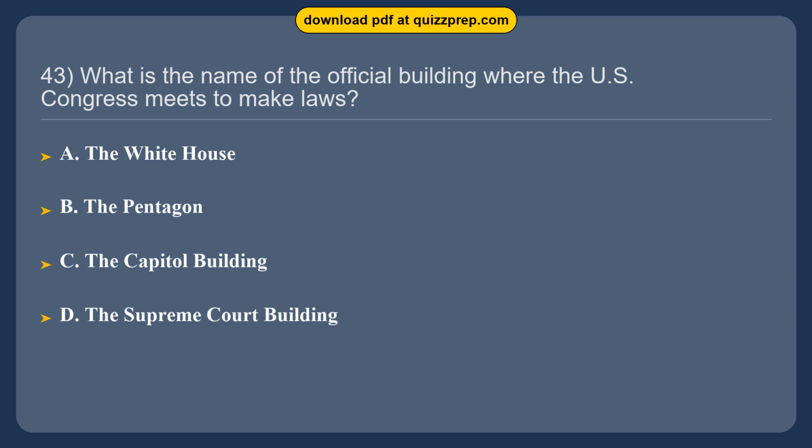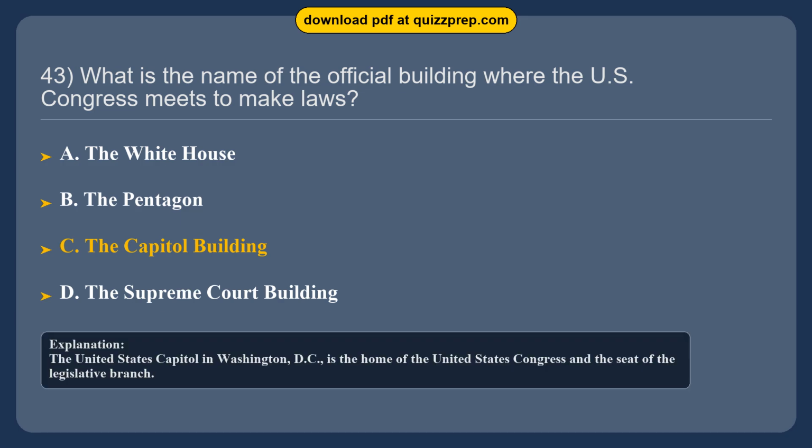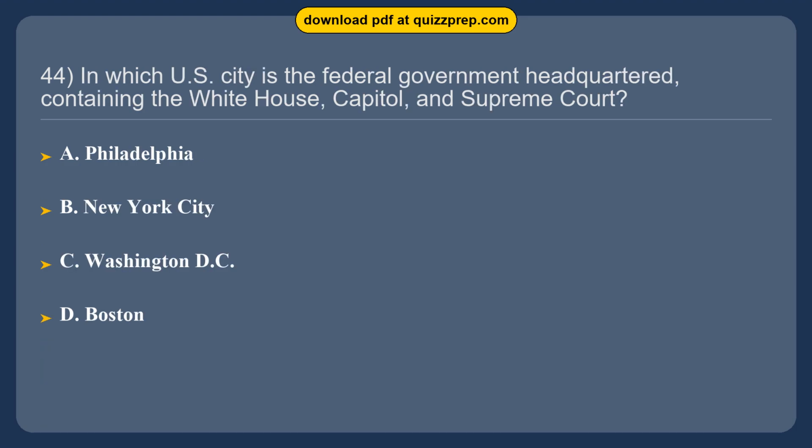Question 43. What is the name of the official building where the U.S. Congress meets to make laws? Option A, the White House. Option B, the Pentagon. Option C, the Capitol Building. Option D, the Supreme Court Building. The correct answer is option C, the Capitol Building. The United States Capitol in Washington, D.C., is the home of the United States Congress and the seat of the legislative branch.